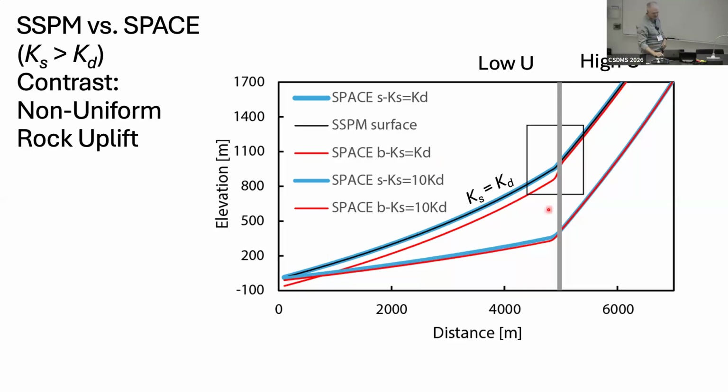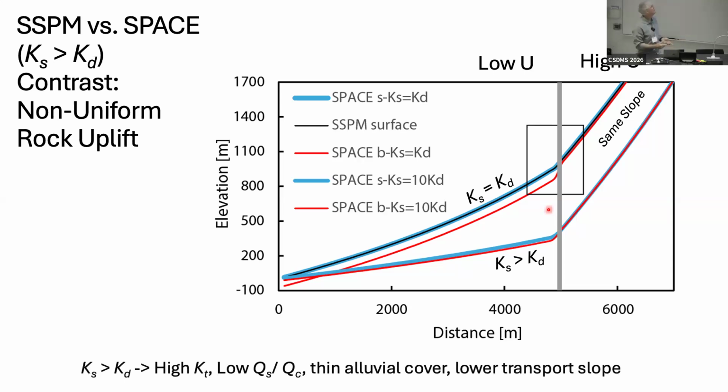Now, if I just keep everything the same, but make KS more erodible than KD, that just changed the slope. So I've adjusted things so I have the same slope in the upstream part. The slope downstream is way less because that KS greater than KD gives me basically a high transport coefficient. So I got low sediment flux, got a thin alluvial cover, and a much lower transport slope. So it's a completely different channel profile, completely different relief in the whole catchment because of that disconnect happening there.